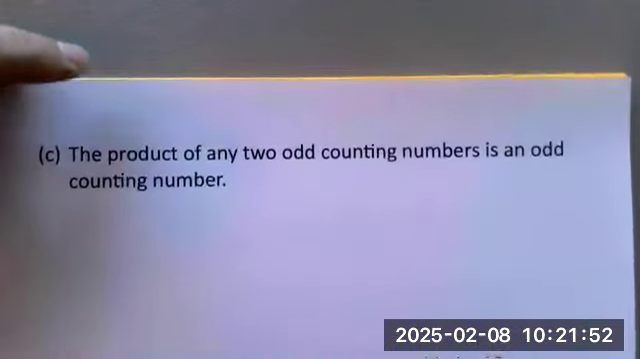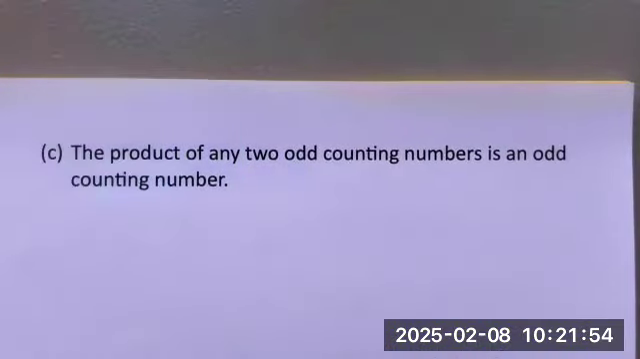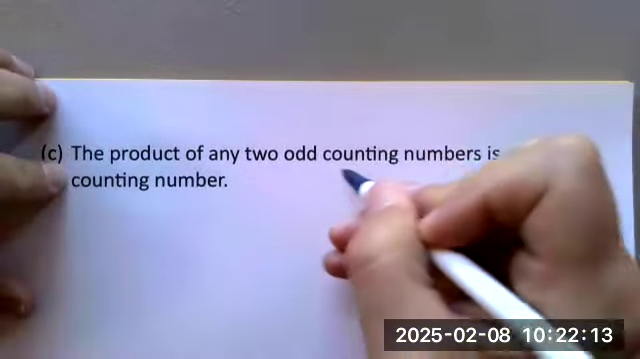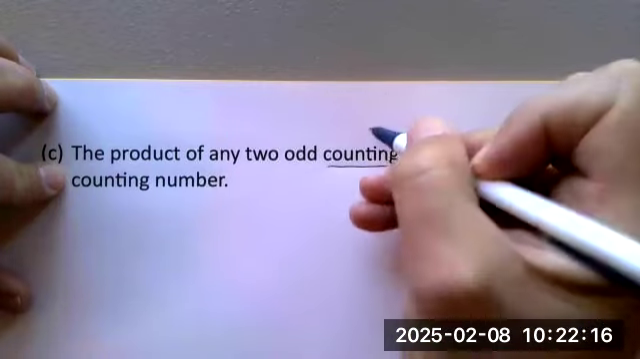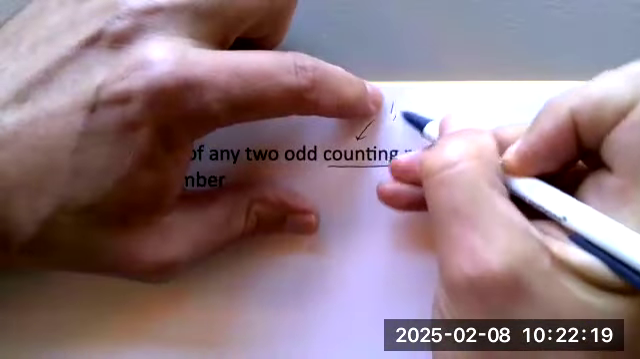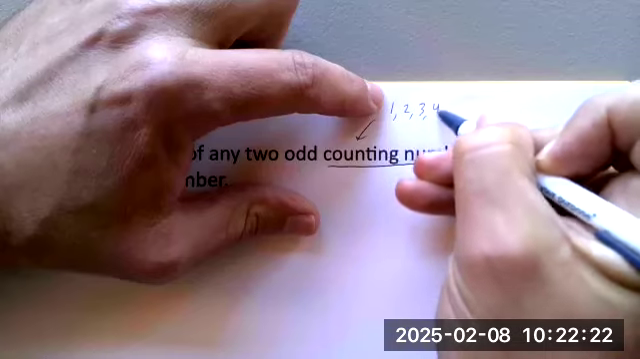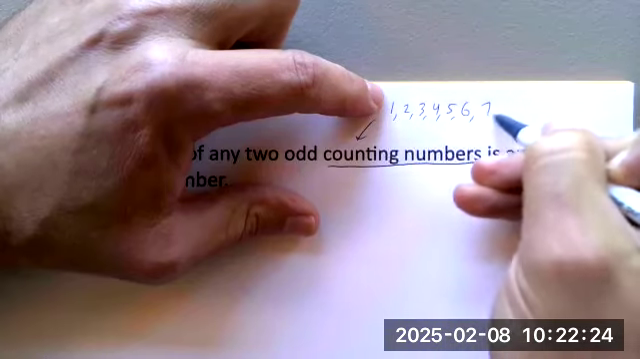Continuing on this true or false direction, the product of any two odd counting numbers is an odd counting number. The product of any two odd counting numbers is an odd counting number. Again, when we say counting number, we mean the numbers that you count with, like 1, 2, 3, 4, 5, and so on.